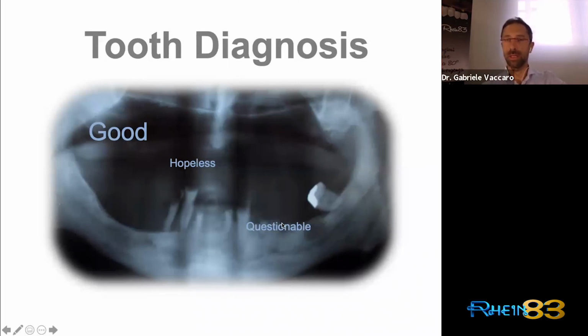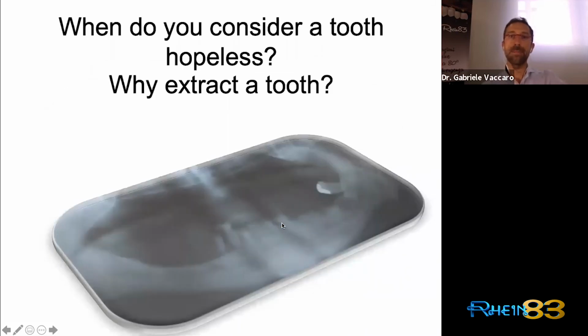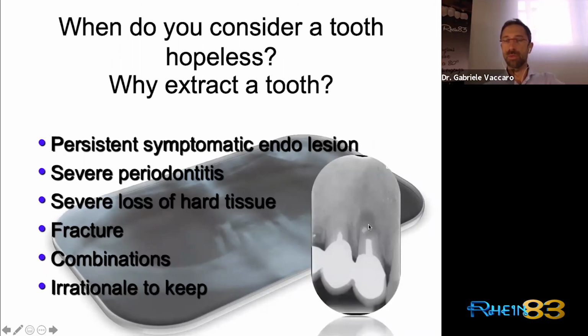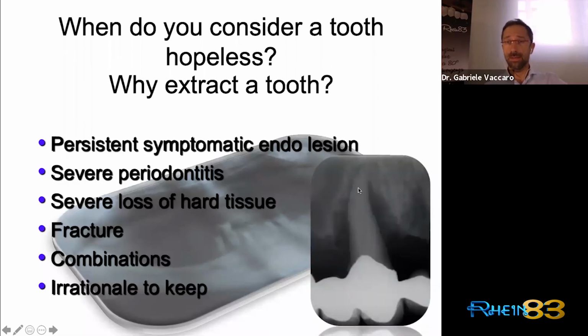What can we do with questionable roots? And so when do we consider a tooth hopeless? So when are we obliged to extract a tooth? When we have persistent and symptomatic endo lesion after several retreatments, and it's impossible to get out from this granuloma or infection. When we have severe periodontitis, of course, this root has lost more than 70% of its length, so this tooth is ready to be extracted.